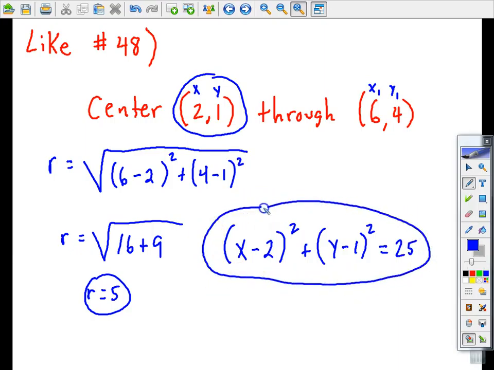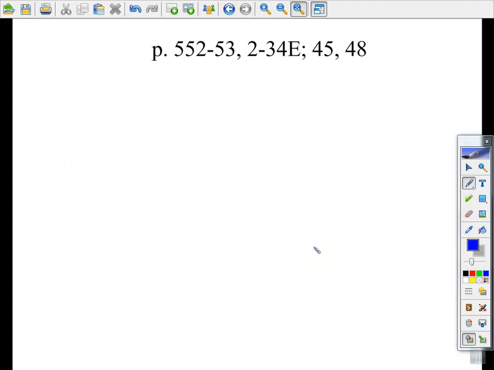So just wanted to show you this example. It's very much like your number 48, but it's presented a little differently, so thought I would give you a little heads up on that one. All right, that's the assignment, and I'll be glad to help you out with any questions, and we'll see how you did on these tomorrow.